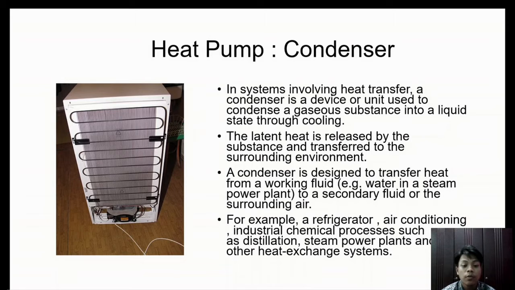This means when we keep our food or anything in the refrigerator, the heat from the fruit or the outside heat in the refrigerator is extracted out by the condenser. And other than that, the examples are air conditioning, industrial chemical processes such as distillation, steam power plants, and other heat exchange systems.